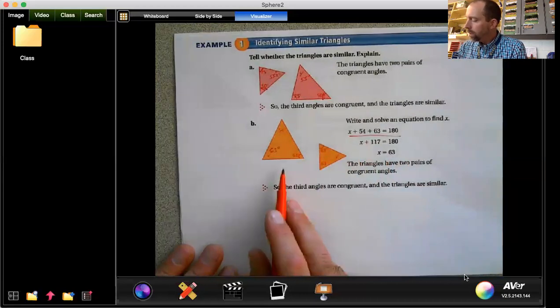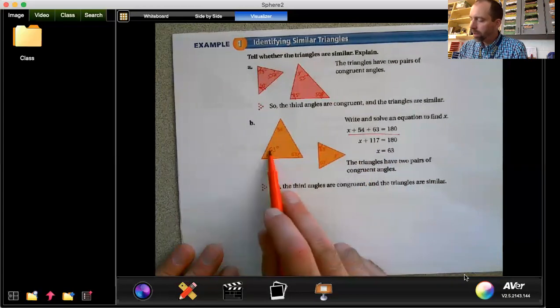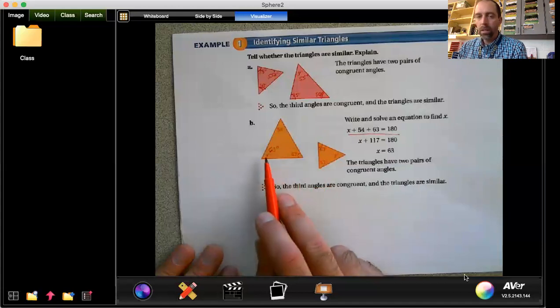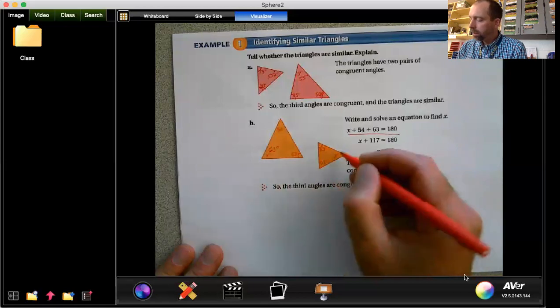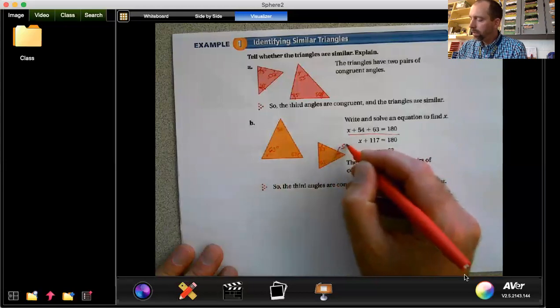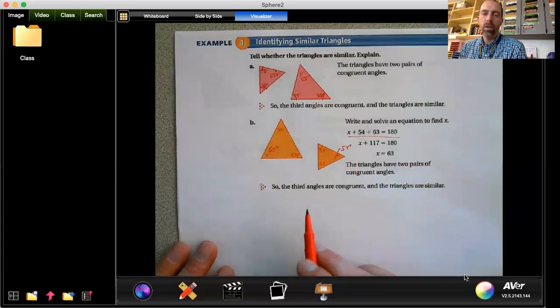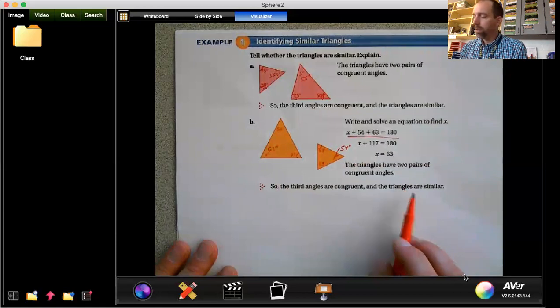So now we know that there are two pairs of congruent angles. I have a 63 and a 63, and I have a 63 and a 63. If I have two pairs of angles that are equal or congruent from one triangle to another, those triangles have to be similar, because this angle is going to end up being 54, because that's the only thing it could be in order to add up to 180. So the third angles are congruent and the triangles are similar.